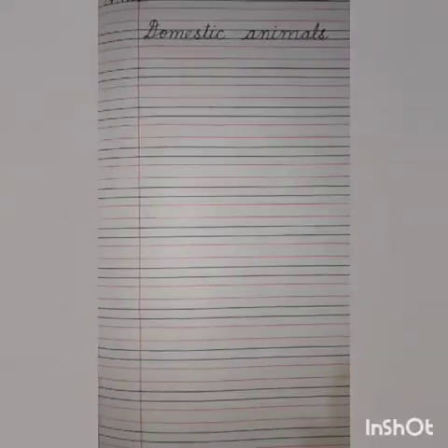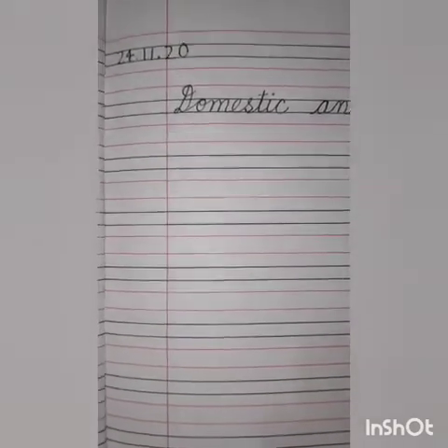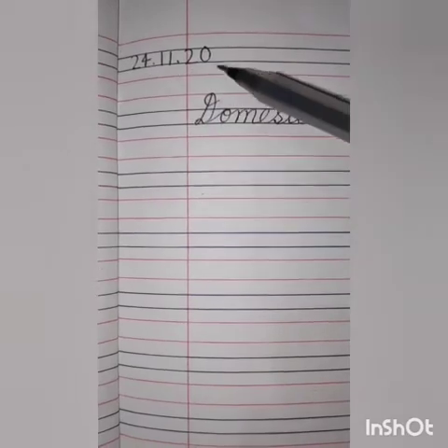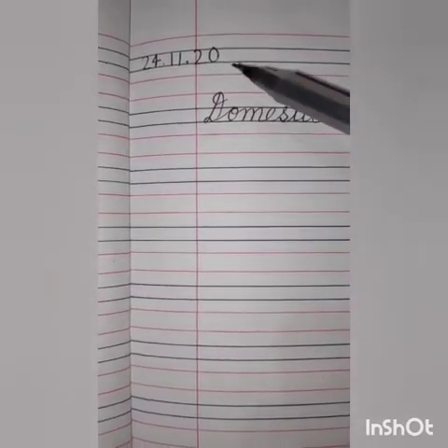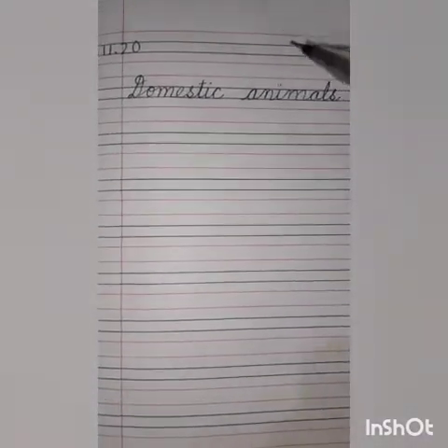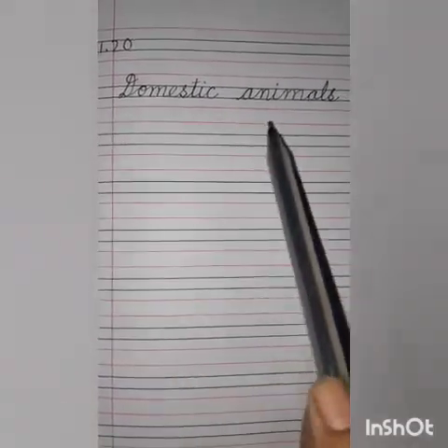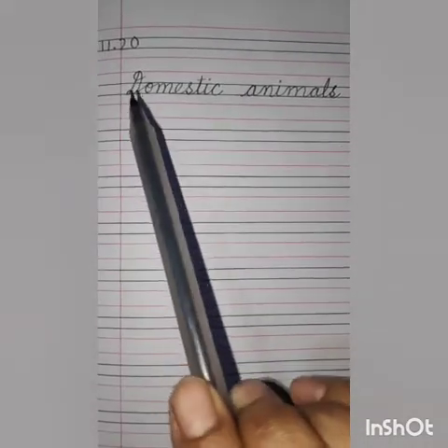Kids, open your English notebook, sharpen your pencil. Now, let's start written work. Mention today's date. Today is 24th of November 2020. Right side, written work. In the second row, heading domestic animals. First letter should be capital.